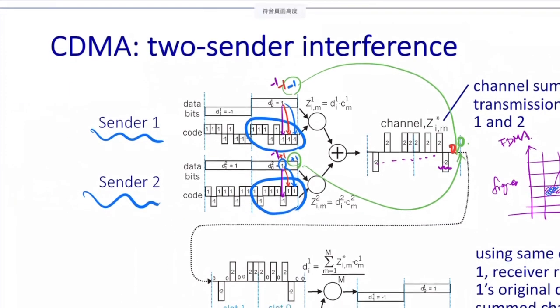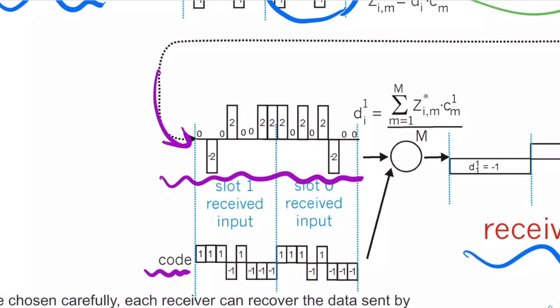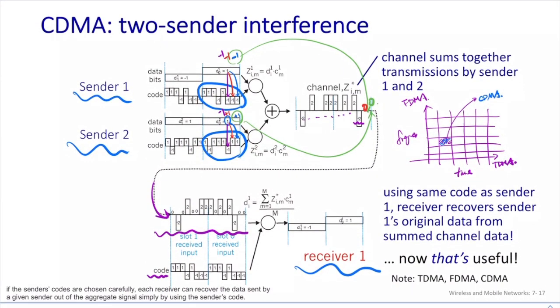Okay, no matter how, at the receiver side, the receiver will receive such a very strange signal, the combination of the signals. So again, let's take a look at this code. Receiver 1 would like to receive the bit sent by sender 1. So receiver 1 uses the code exactly the same as sender 1's code, which is -1, -1, -1, -1, -1, -1, -1, -1.